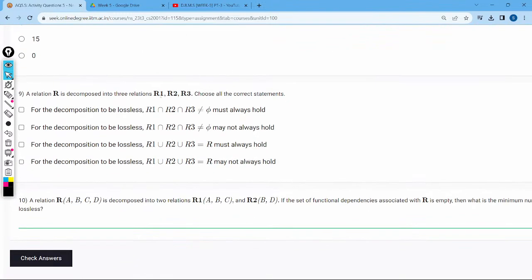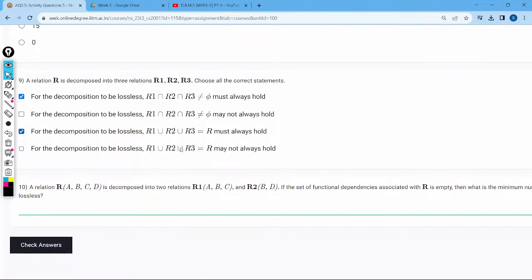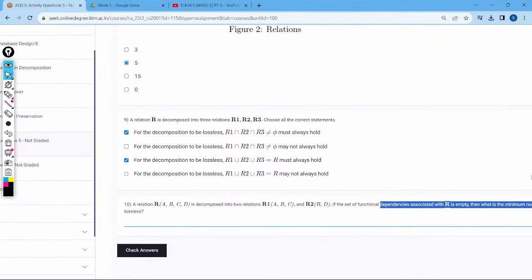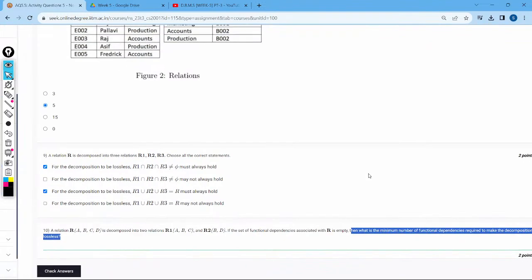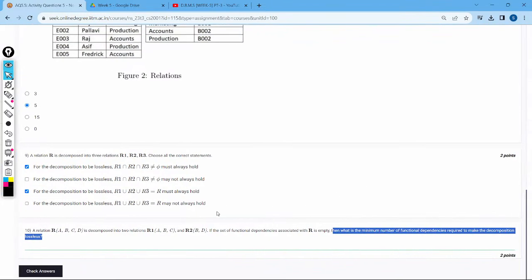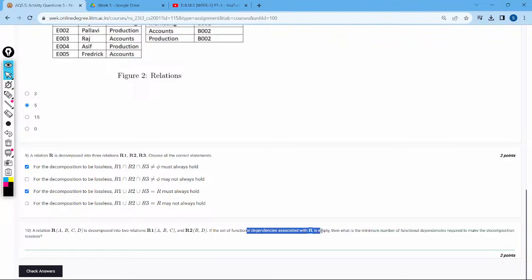Choose all the correct statements for the decomposition to be lossless. R must always hold. A given relation R is decomposed into R1 and R2. A set of functional dependencies associated with R is empty. Then what is the minimum number of functional dependencies required to make the decomposition lossless? Okay, this is a big question. Making the decomposition lossless would mean to make the functional dependency preserving. So if the set of functional dependencies associated with R is empty, what is the minimum number of functional dependencies required to make the decomposition lossless?